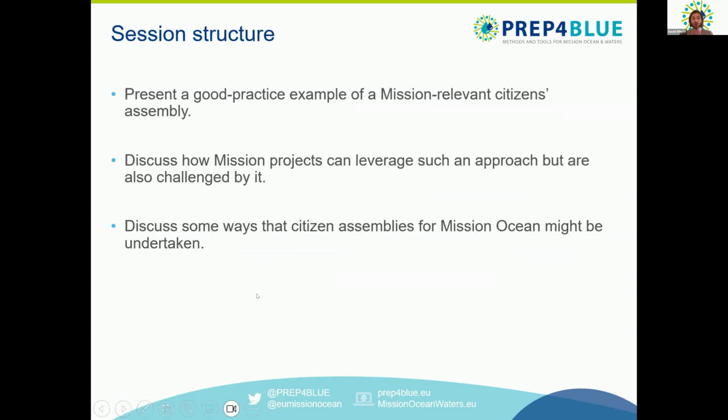So the session structure today is that I'm going to present our facilitators, who are going to discuss their very good practice example of a mission-relevant citizens' assembly that was delivered within a project mode. So it's very relevant to the work that we're doing. Then we'll discuss how Mission Ocean projects can leverage such an approach, but are also challenged by it, by the structure of the mission, the size and scale of Europe, the different member states, et cetera. And so we'll talk about how citizens' assemblies for Mission Ocean might be undertaken.